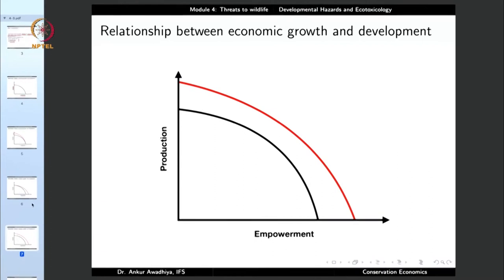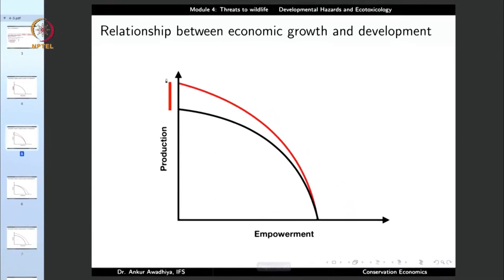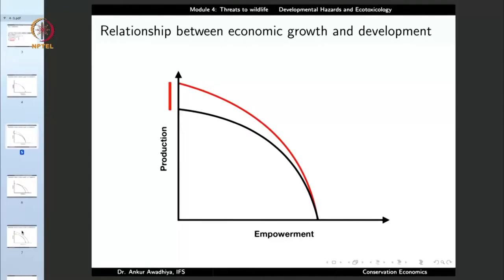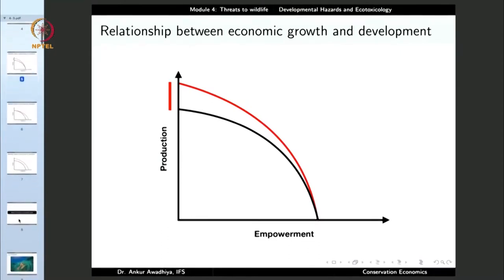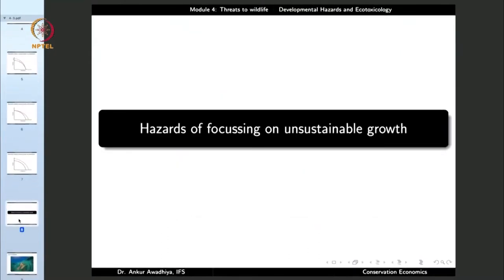However, in a number of cases, what we have observed is that if there is an increase in production, people say that the economy has developed. Whereas in reality, we are only having an economic growth without having any development. Now, this distinction needs to be kept in mind before we move further. So what happens when we only focus on growth, we do not focus on development? Or in other words, what are the hazards of focusing just on an unsustainable growth?